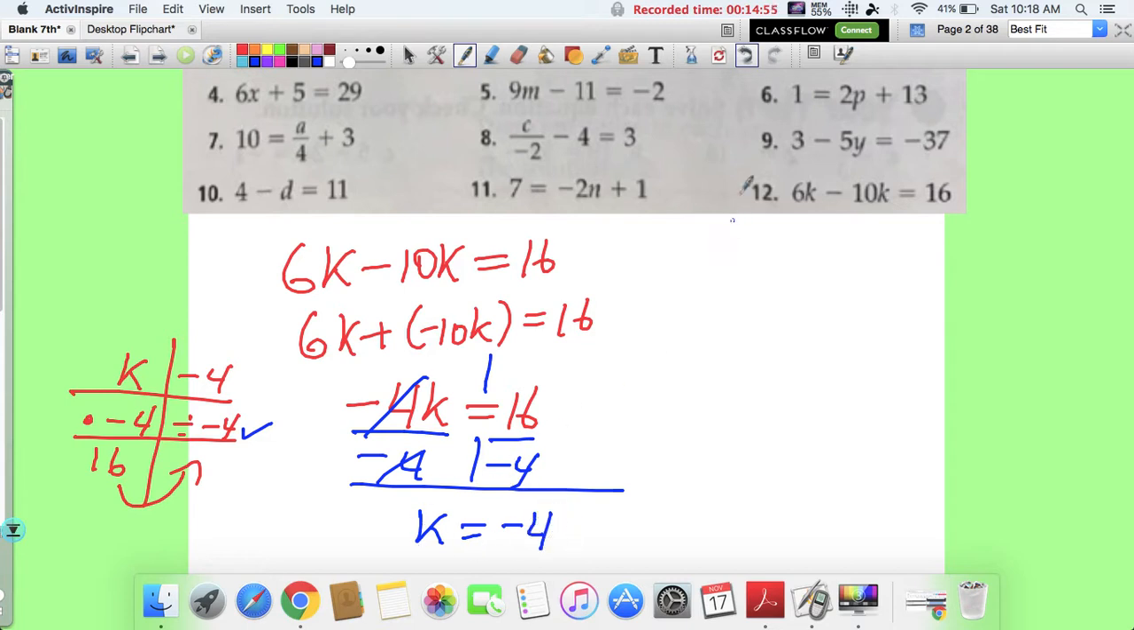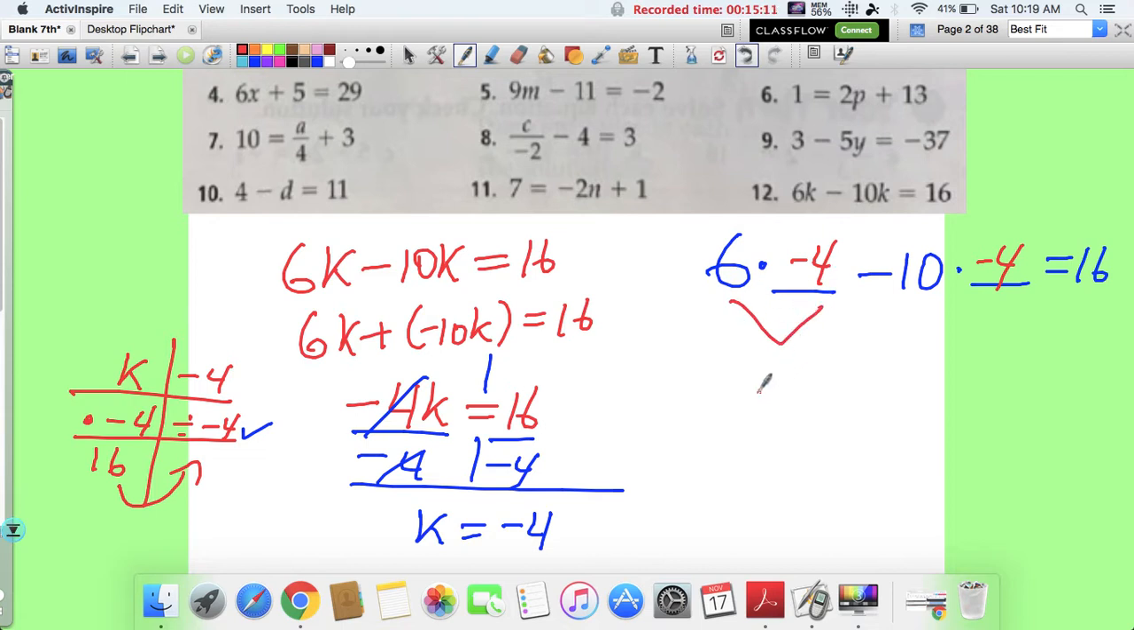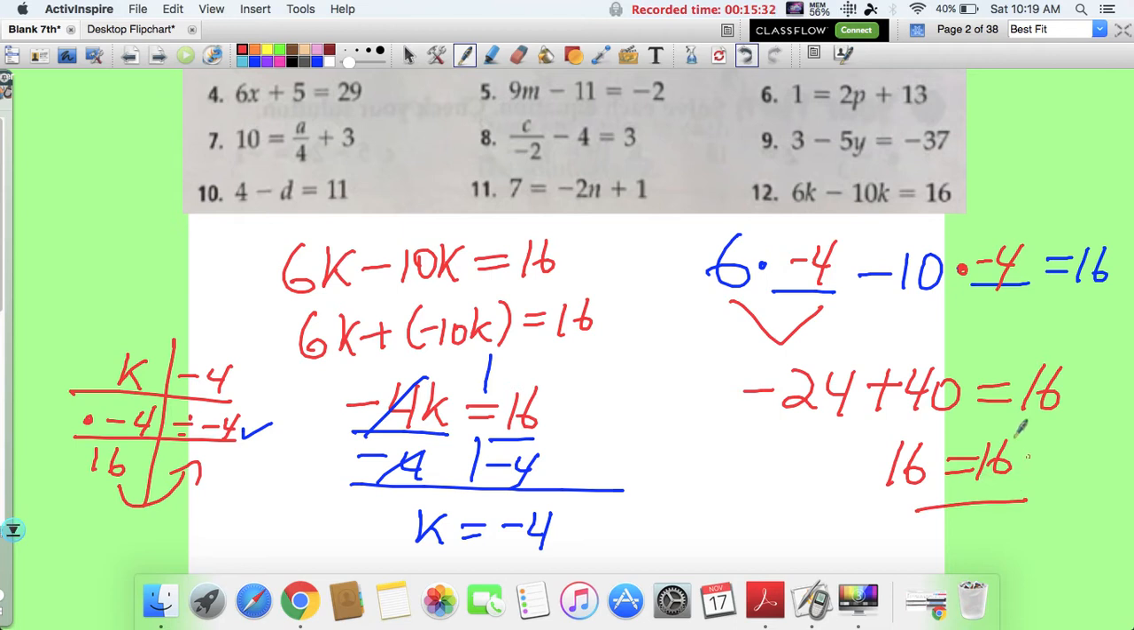So that's our value. To check, I'm going to put 6 times blank minus 10 times blank equals 16. I'll put a negative 4 over here. 6 times negative 4 is negative 24. And then we have a multiplication here. And that's not a 10, it's a negative 10. So negative 10 times negative 4 is positive 40, equals 16. If we add these two, there's more positives. How many more? 16 more. And that's 16 equals 16. So, you know, we are okay.